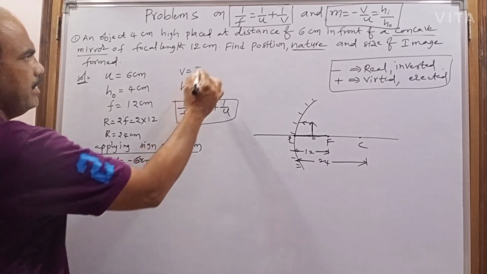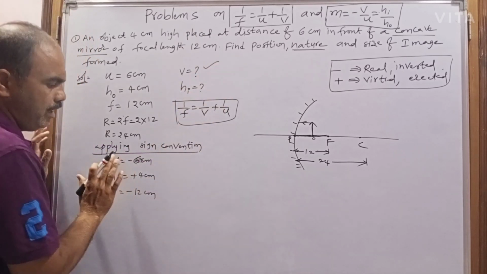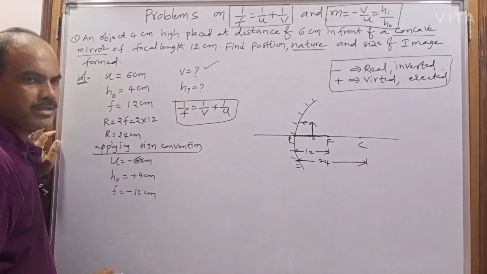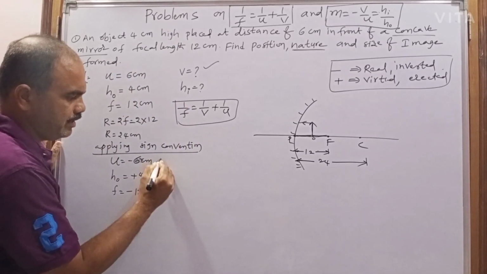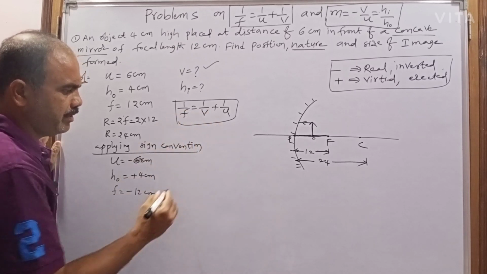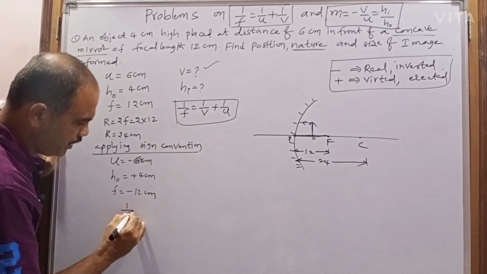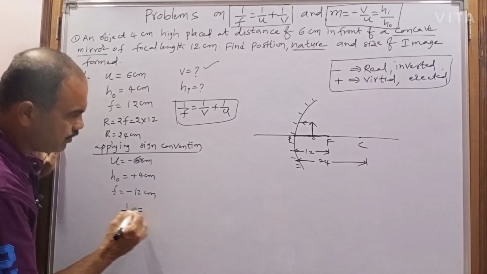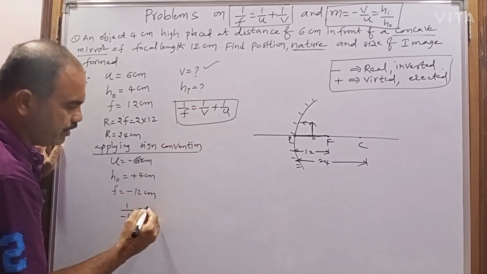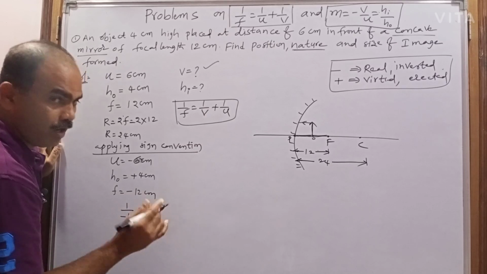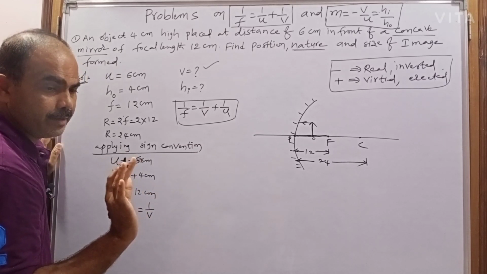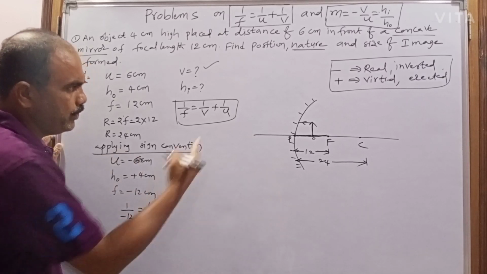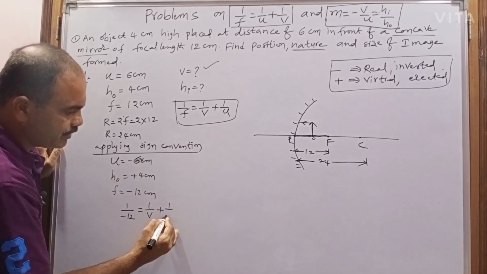Then you have to find the image. After applying the sign convention, those values must be substituted in this equation. When these values are substituted in the mirror formula, what do you get? 1 by F, F means minus 12, equals 1 by V plus 1 by U. V is unknown, so for unknown, don't apply the sign convention. It is very important. U is minus 6.